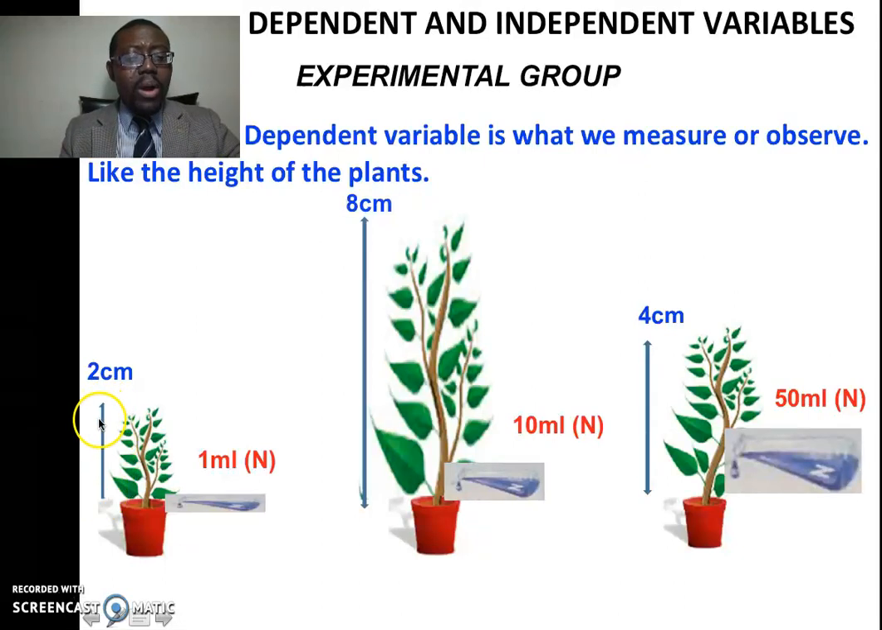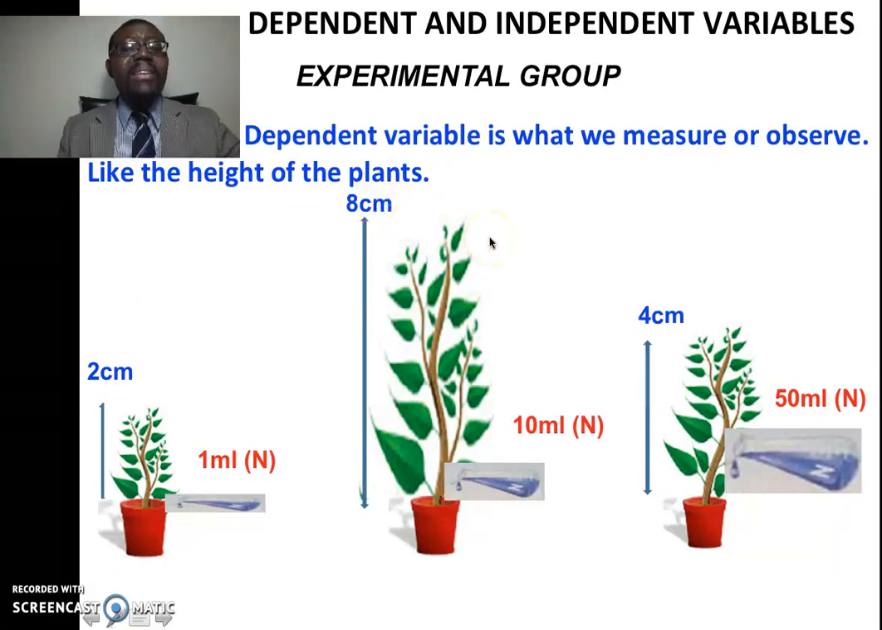So the first one, we see 2 centimeters. That's what we are measuring. The next plant is 8 centimeters. That's what we observe or measure when we add the different amount of nitrogen fertilizer. The next one is 4 centimeters. This is what we measure. So what we measure or observe is the dependent variable. In this experiment, the height of the plant is the dependent variable.